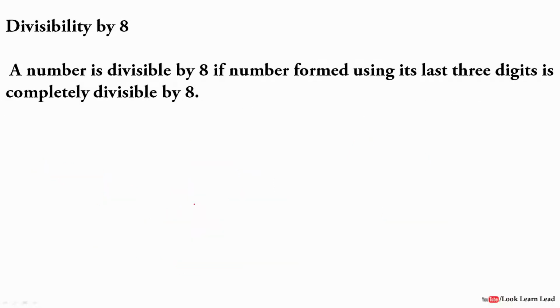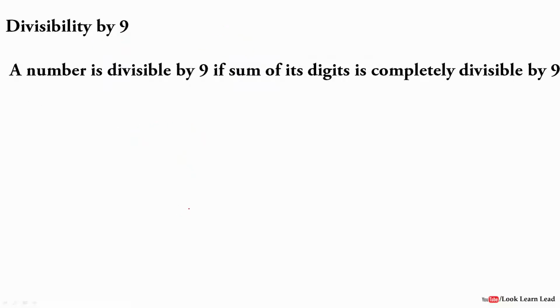Next is 8. It is similar to the divisibility of 4. In the case of 2, you have seen 1 unit place. In the case of 4, we have seen 2 unit places. In the case of 8, we would be checking the last 3 digits. For example, 2, 6, 4, 8. If 648 is divisible by 8, then 2648 would be divisible by 8. So this is the concept.